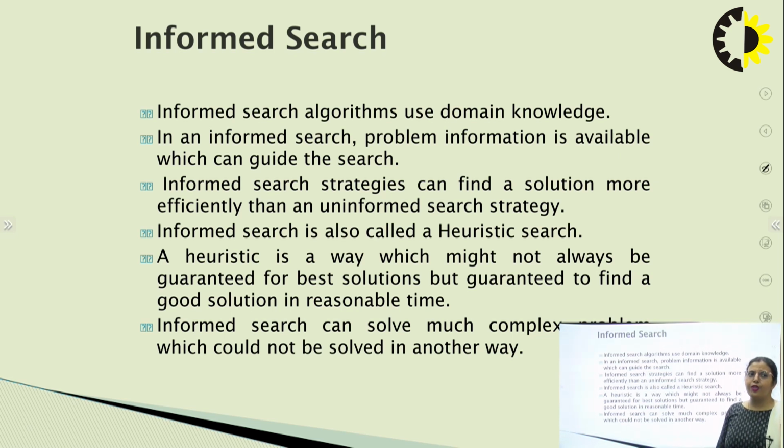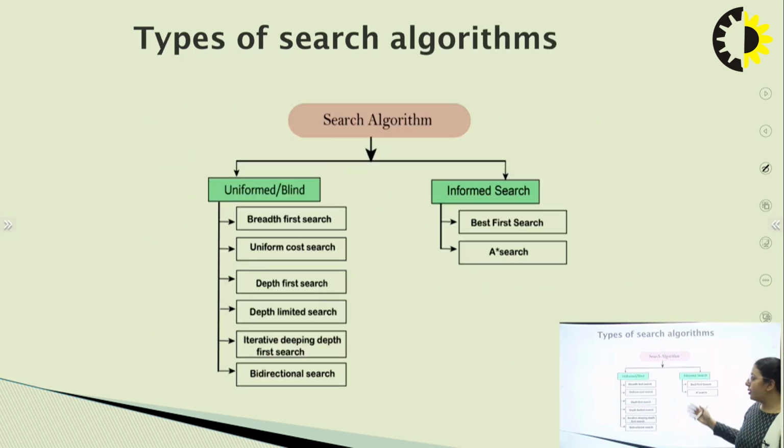Heuristic search might not guarantee the best solution, but it guarantees to find a good solution in a reasonable time. Means heuristic search does not say that I'll provide you the best solution, but it can provide us a very good solution in a reasonable time. So informed search techniques can be applied to problems that are very complex and which cannot be solved in any other way.